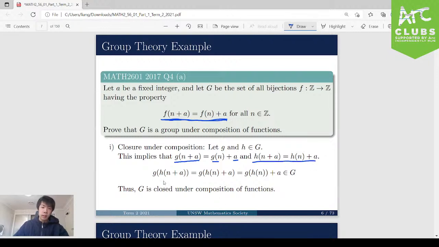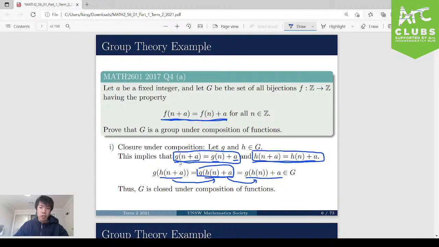Okay. Then that means if I take g composed with h of n plus a, I would get g of h of n plus a. So from here to here, I just used this statement. I turned h of n plus a into h of n plus h of a, basically breaking the brackets up. And then I go from this entire step to this step by applying this statement again.